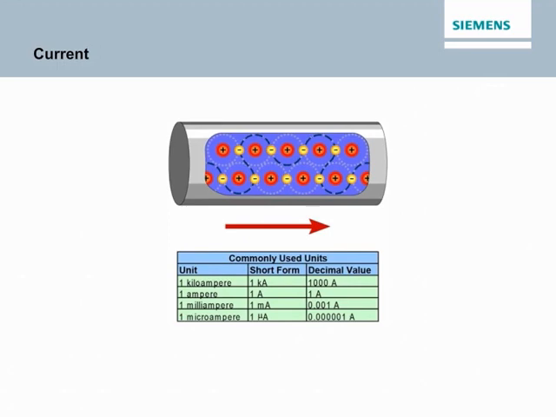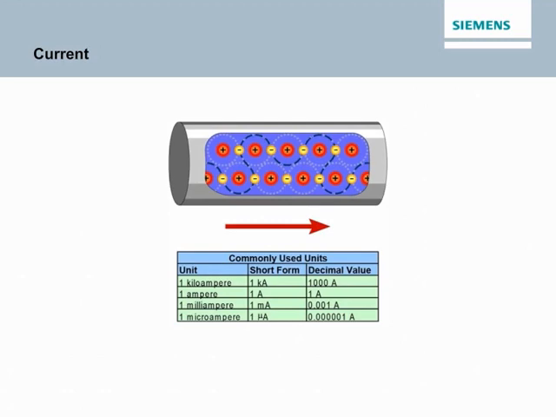Electricity is the flow of electrons in a conductor from one atom to the next atom in the same general direction. This flow of electrons is referred to as current. Current that constantly flows in the same direction is called direct current, DC. Current that periodically changes direction is called alternating current, AC.